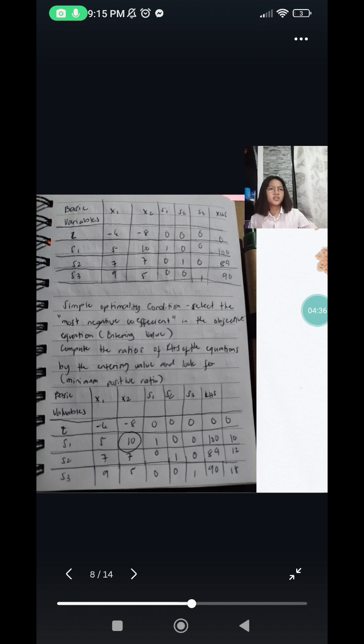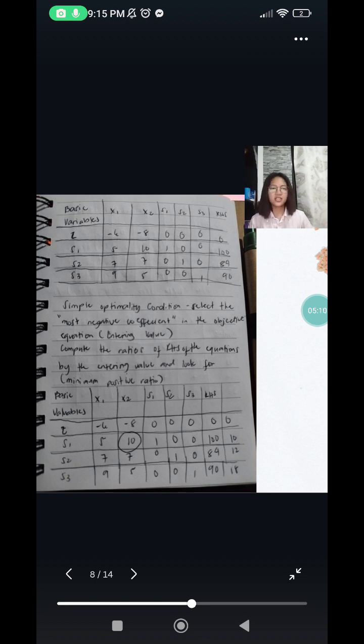So, we need to divide the RHS by our entering value, which is x sub 2. 0 over negative 8 is equal to 0. Next, 100 divided by 10 is equal to 10. 84 divided by 7 is equal to 12. 90 divided by 5 is equal to 18. So, obviously, our pivot row is the one with 10.